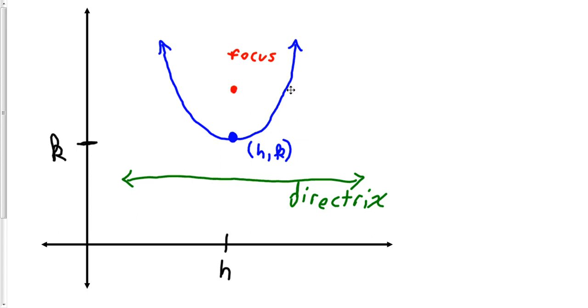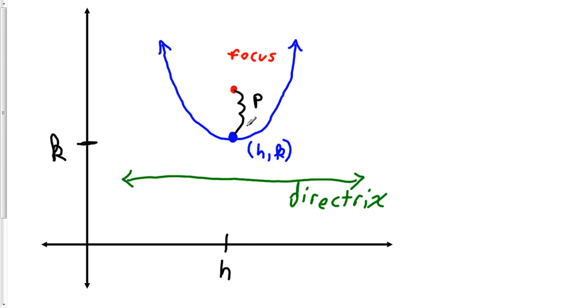So all the blue points here on this parabola are the same distance from this point called the focus as they are from this line called the directrix. All right. Now we have a number that we want to define that is what we're going to use to characterize these parabolas. That number is this distance right here, between the focus and the vertex. I'm going to call it P.